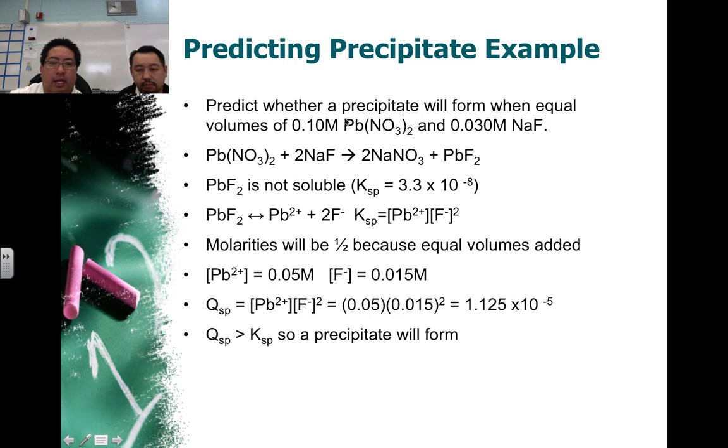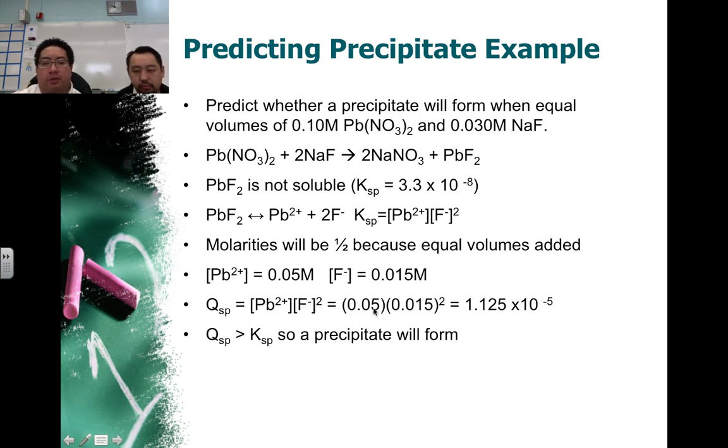So that's why it goes to 0.05 and this goes to 0.015. Because now our total volume changes from just one solution to two solutions added together, so the concentrations are halved.